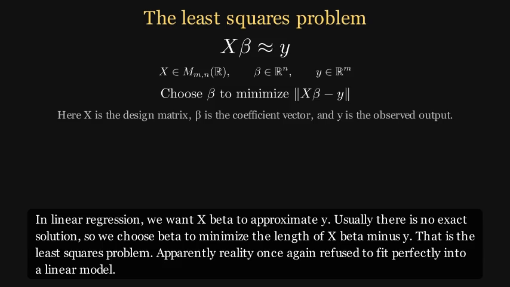In linear regression, we want x beta to approximate y. Usually there is no exact solution, so we choose beta to minimize the length of x beta minus y. That is the least squares problem. Apparently reality once again refused to fit perfectly into a linear model.